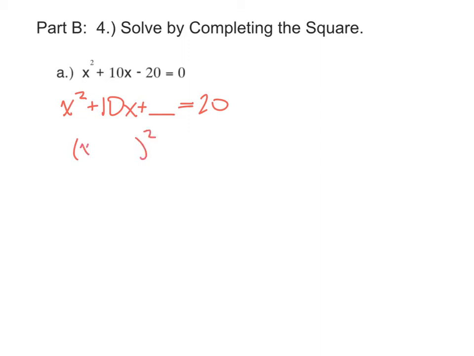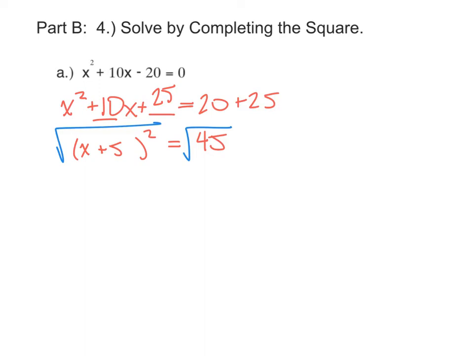The perfect square that I want will have x as the first term, and my second term is going to be half of the plus 10, which is plus 5. 5 squared is 25, so that's how much I add to both sides. So on the right-hand side, 20 plus 25 will be 45. The process is still the same, even though we won't get as nice of numbers.